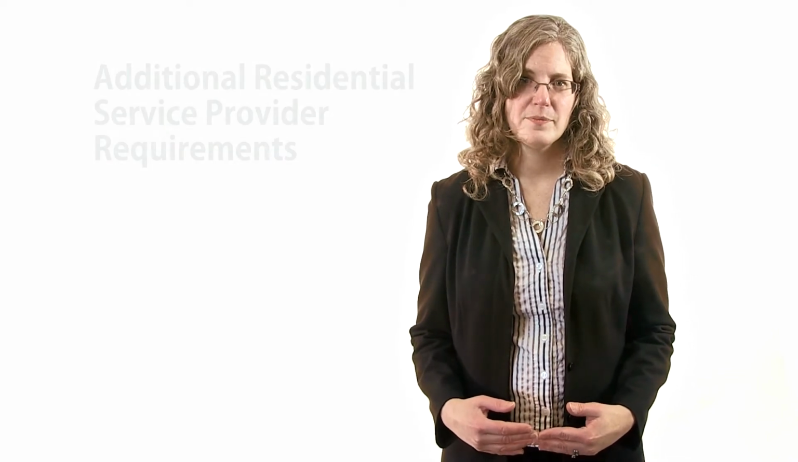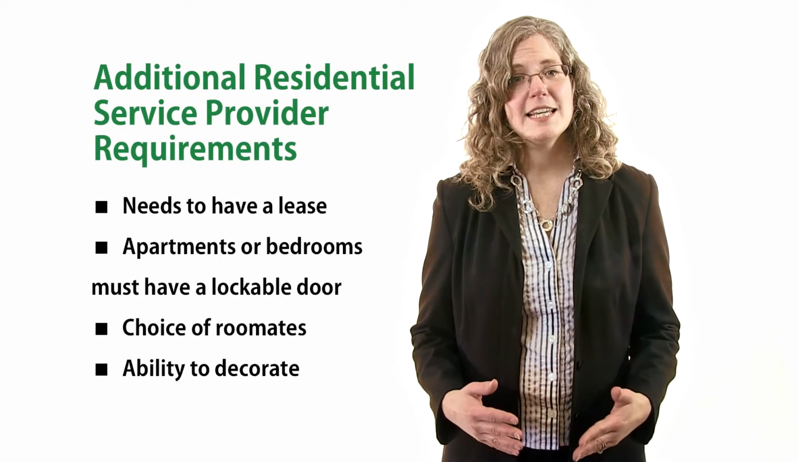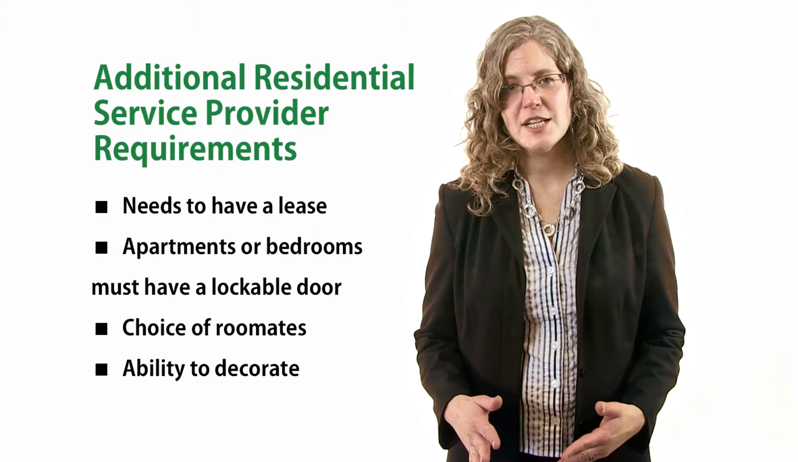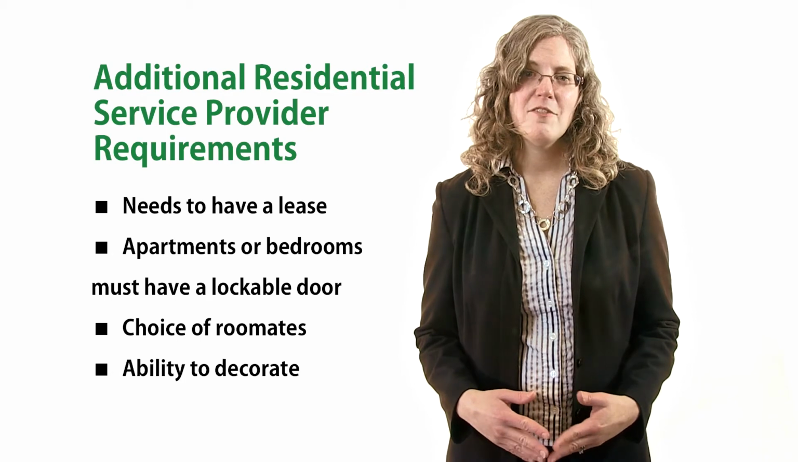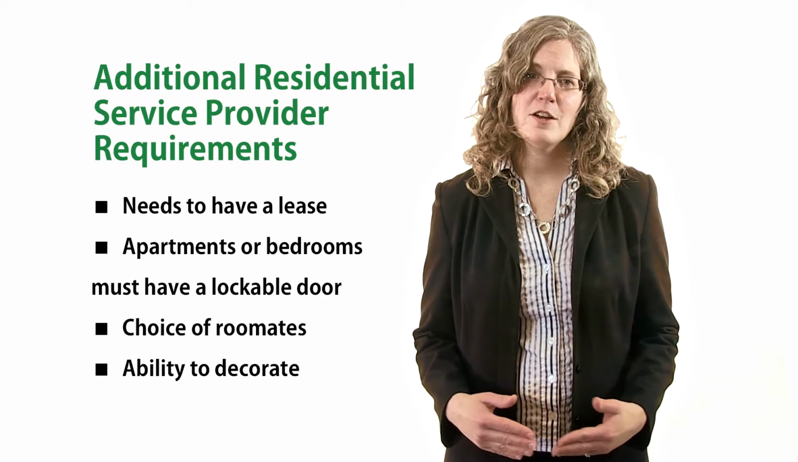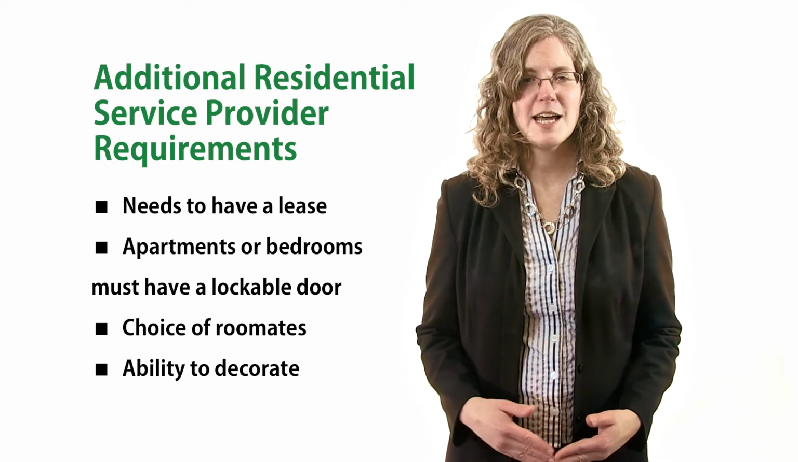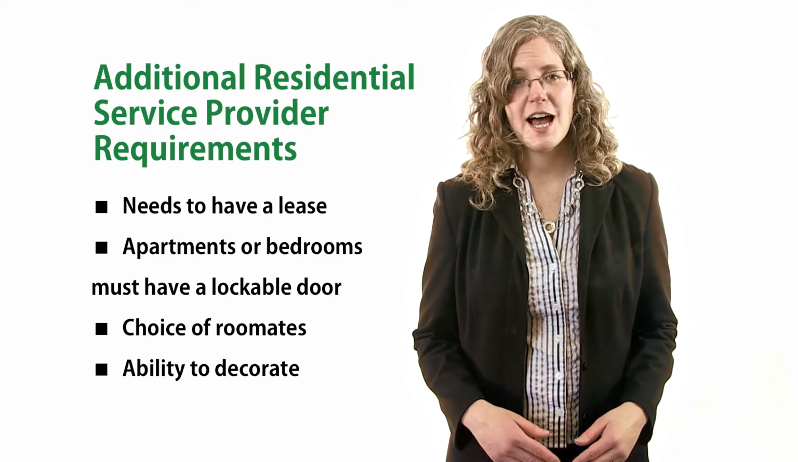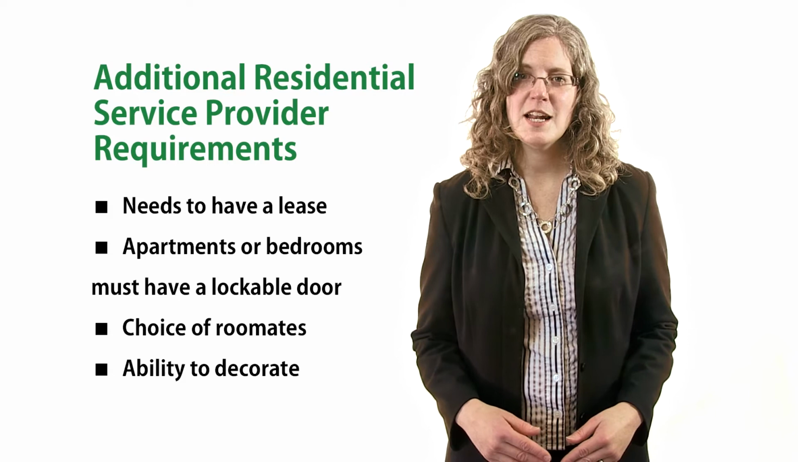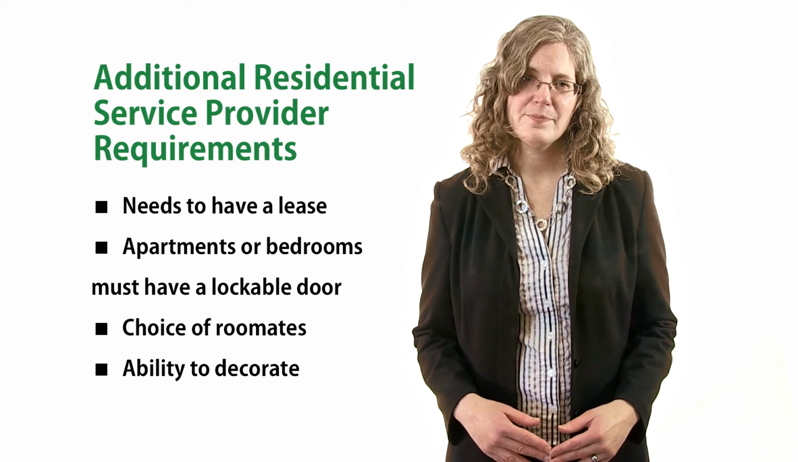The rule includes some additional requirements when the place a person lives is owned or controlled by a residential service provider. The person needs to have a lease or an agreement with the same protections and responsibilities as are included in a lease. Every person needs to have privacy in their bedroom or apartment depending on the type of setting they live in. All apartments or bedrooms must have a lockable door, with the person and appropriate staff having keys.